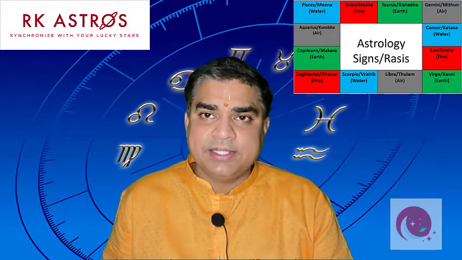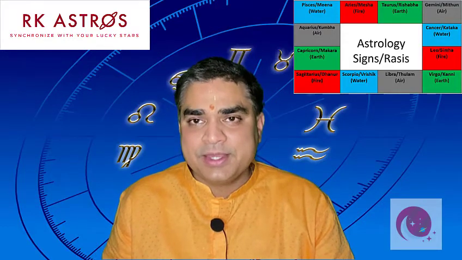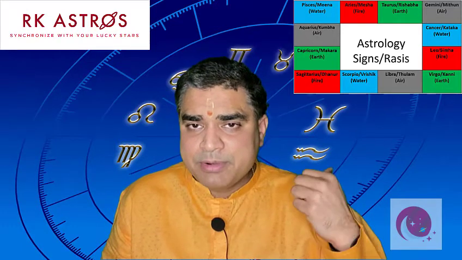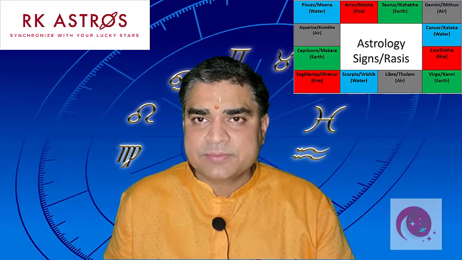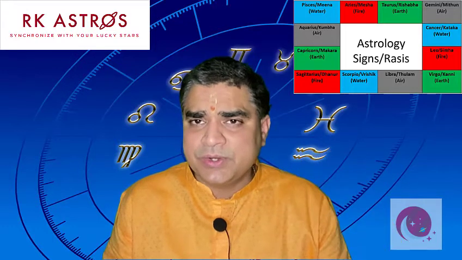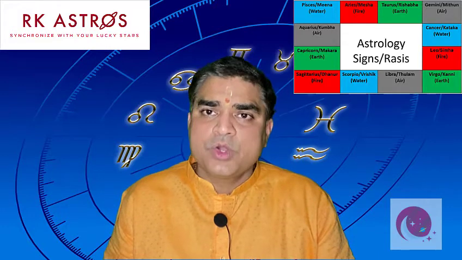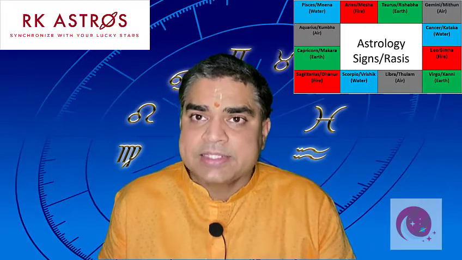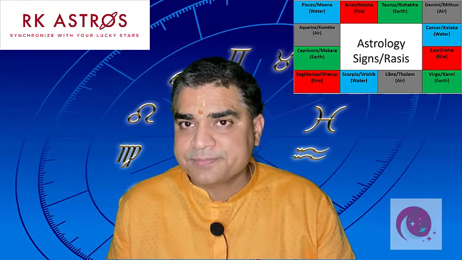Okay, now let's take the third trio. The members of this trio are Gemini, Libra, and Aquarius. Gemini, Libra, and Aquarius, which is also known as Mithunam, Thulam, and Kumbham. These 3 houses are considered the air signs, which means it indicates the air, the wind.